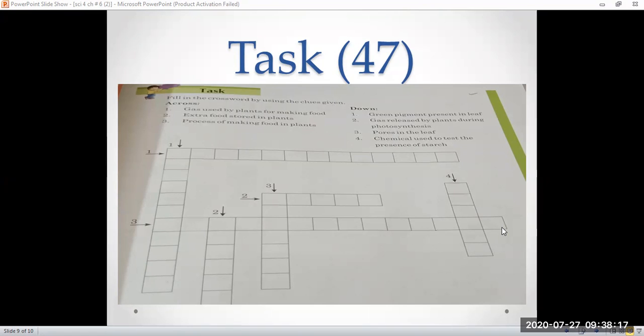Now moving forward to down three: tiny pores in the leaf are known as. उस्मान ने हमें पहले बताया था. Stomata. Yes, stomata. Here you are going to write down STOMATA. Stomata. The last one: chemical used to test presence of starch. कौन सा अभी हमने? Yes, iodine. Here you are going to write down iodine. IODINE. Iodine.